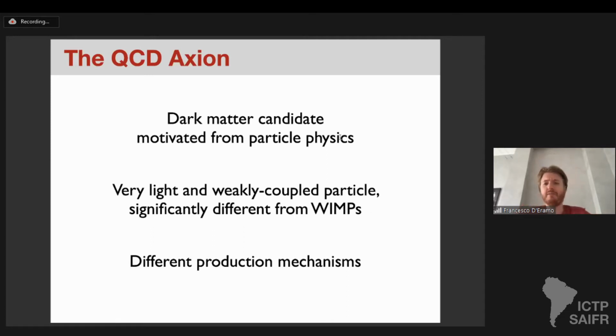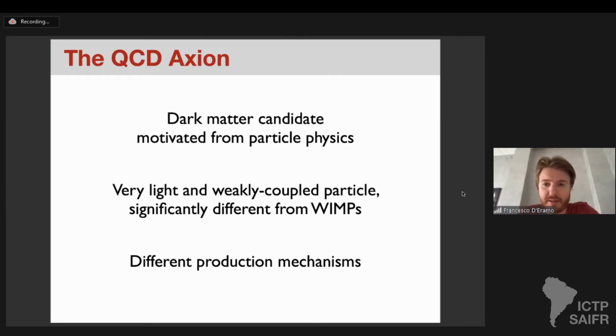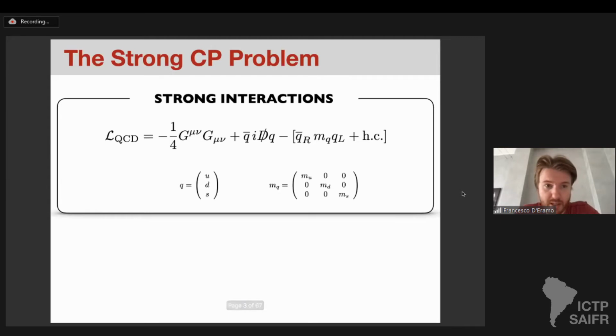Unlike the WIMPs, the axions are very light and also very weakly coupled. So they lead to a completely different physics in the early universe, and also to very different searches that we can perform here on Earth. And so we can briefly start from the motivation. I would like to introduce the motivation for the axion, because it will also serve when I describe the axion interactions.